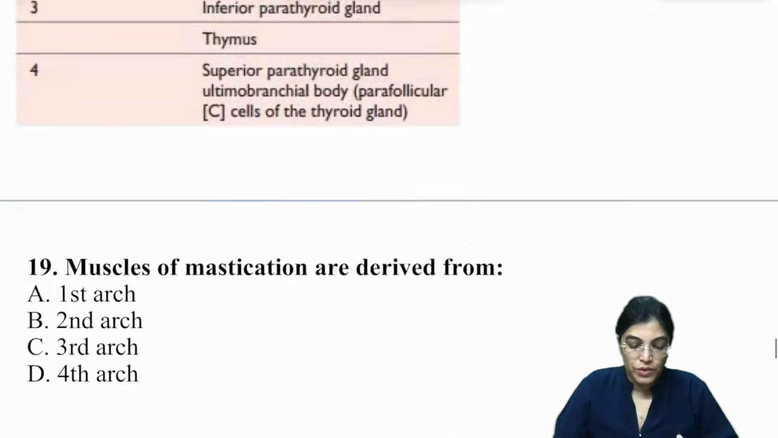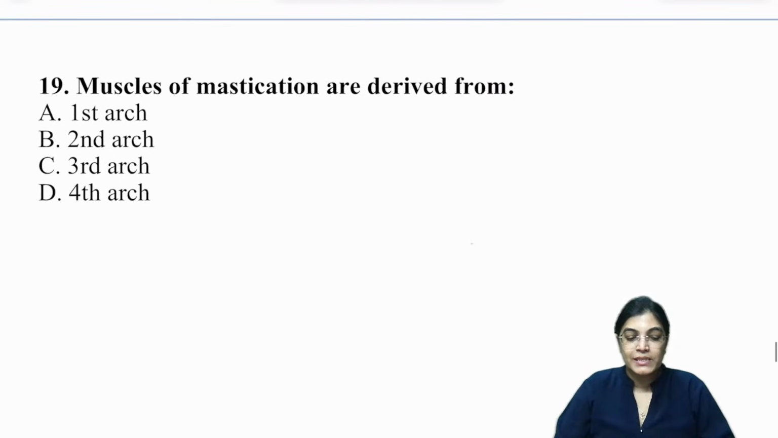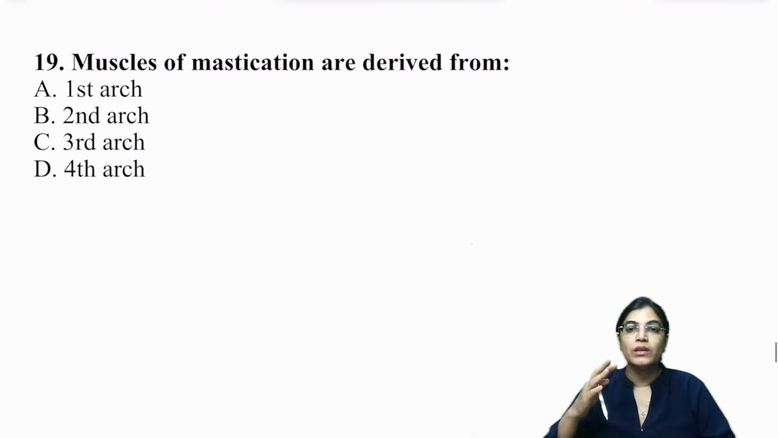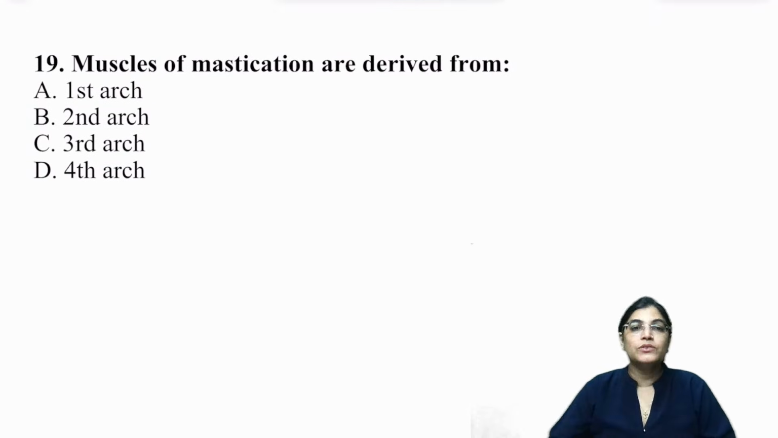Very important for you. Now coming to the next: muscles of mastication are derived in relation to which pharyngeal arch? First, second, or third arch? I want everybody to know in very much detail the pharyngeal arches and derivatives. You have to know about cleft lip and cleft palate. If I am talking about muscles of mastication, the masseter, temporalis, medial pterygoid, and lateral pterygoid are all derived from the muscles of the first pharyngeal arch.